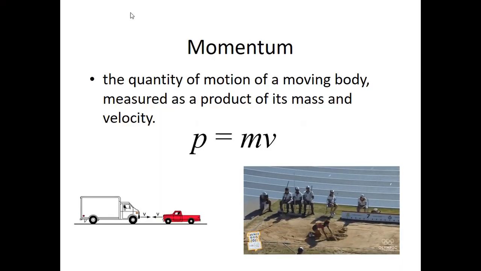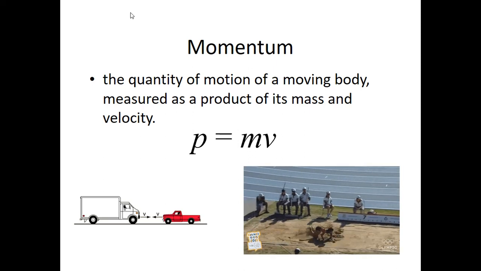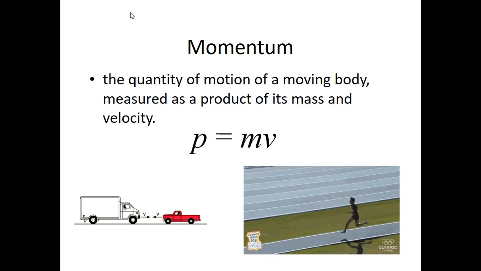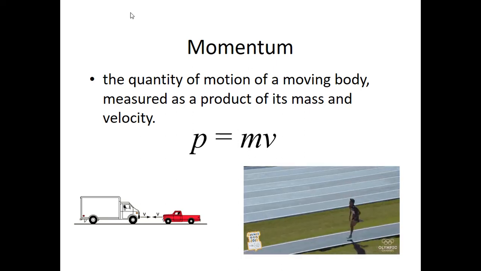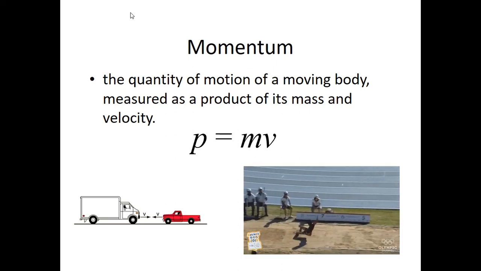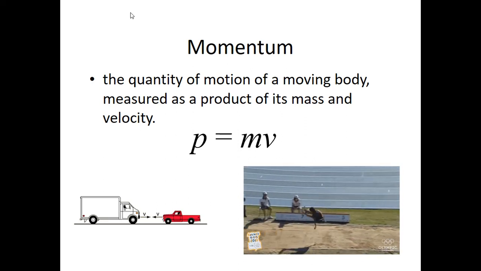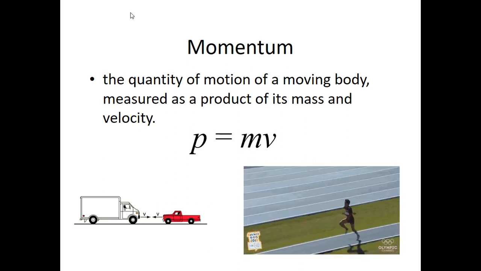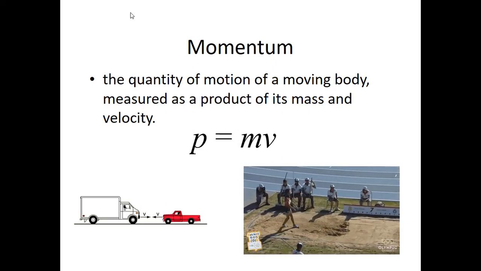Today's topic is going to be momentum. Momentum is the product of mass times velocity. So momentum is essentially inertia in motion. Remember we talked about inertia in the last lecture, and we said inertia was the tendency of an object to remain in its state of motion. Objects at rest stay at rest. Objects in motion stay in motion until acted upon by an outside force.